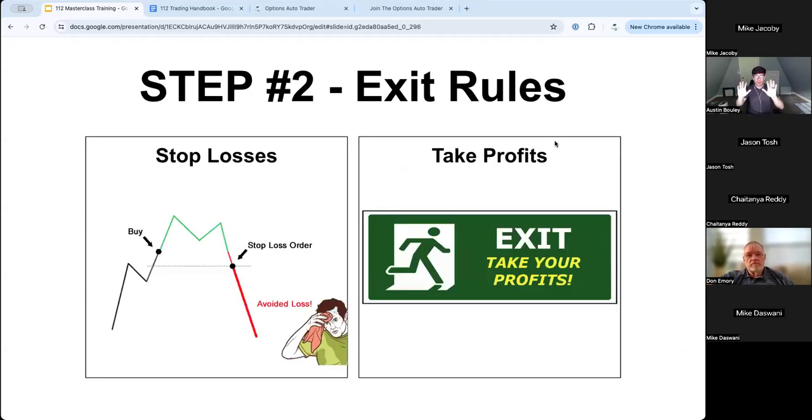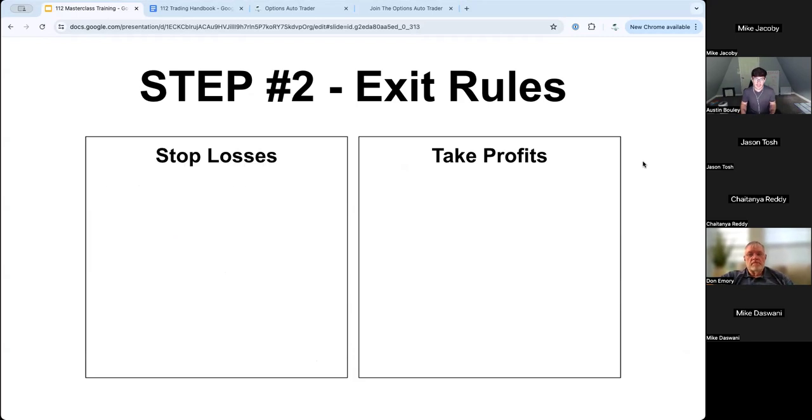Next, actually, we can split these exit rules into two different categories: stop losses and take profits, and I have the data for each one. So let's dive into it. First off, with stop losses.